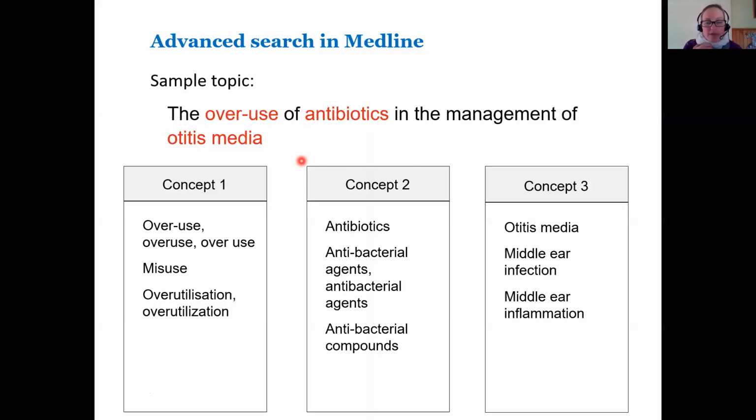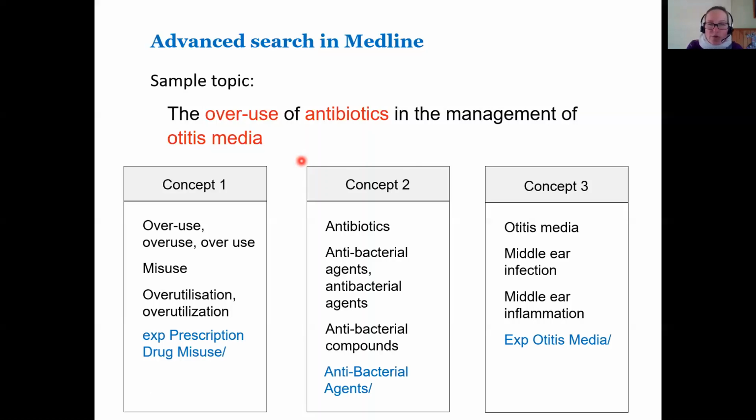So in this table, I did a bit of brainstorming and came up with some alternative terms for overviews, for antibiotics and otitis media. So that's step number 3. And then step number 4 is to also think about the controlled terms that are available. In Medline, the controlled language used are the MeSH terms. So the 3 blue ones in here are MeSH terms.